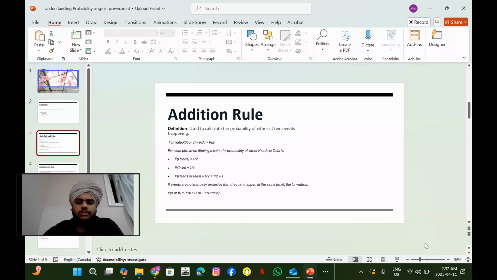First, let us discuss the addition rule. This rule helps us calculate the probability of either of two events happening, meaning they cannot happen at the same time. We can simply add the probabilities. For example, think about flipping a coin. The probability of getting heads or tails is 1.